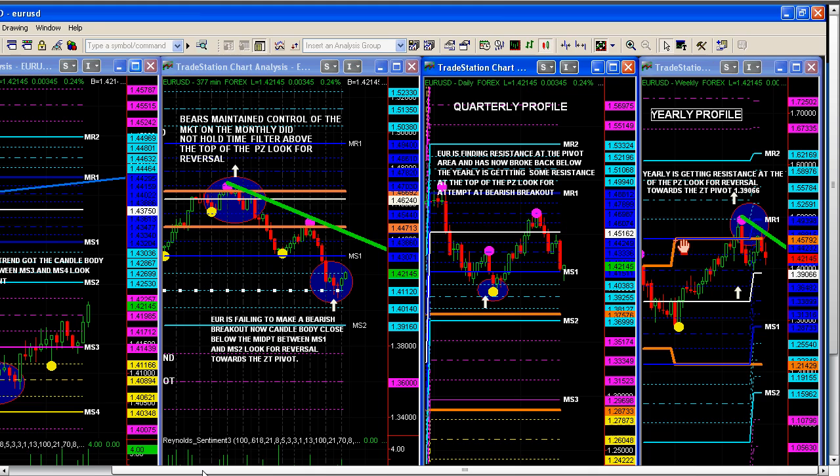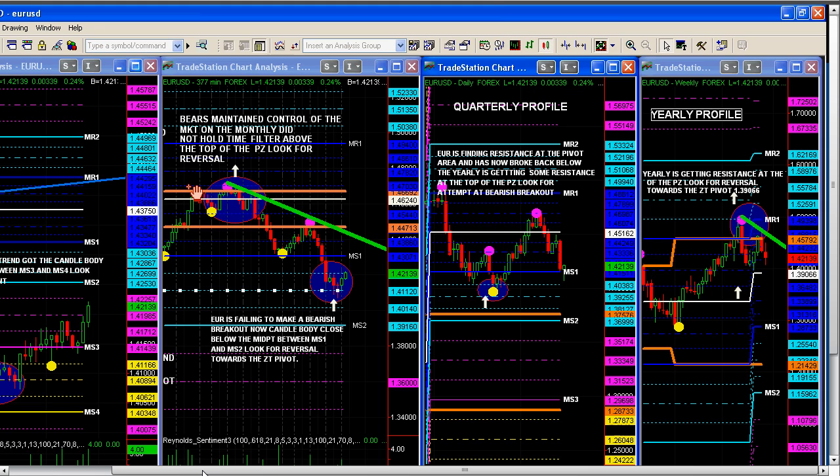So by combining the two, we can say we're seeing resistance from the top of the persistence zone. We expect to push the market back down towards the pivot. Then we see the market fall below the pivot here on the quarterly. We expect it to attempt to make a bearish breakout. It's giving us sell signals on both time frames.